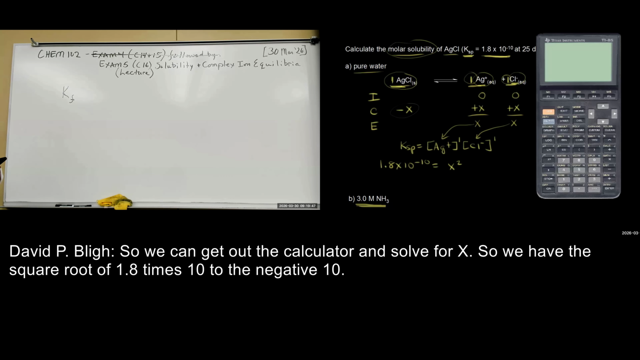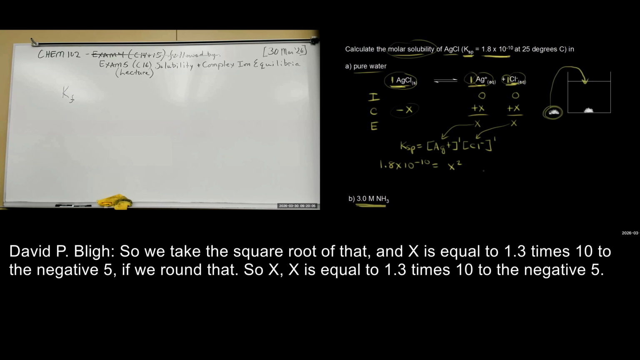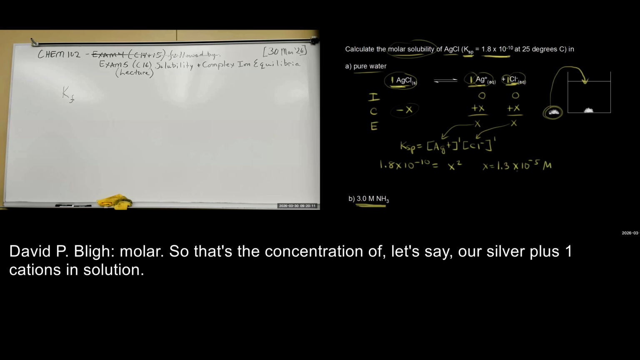So we can get out the calculator and solve for X. So we have the square root of 1.8 times 10 to the negative 10. So we take the square root of that, and X is equal to 1.3 times 10 to the negative 5 if we round that. So X is equal to 1.3 times 10 to the negative 5 molar.